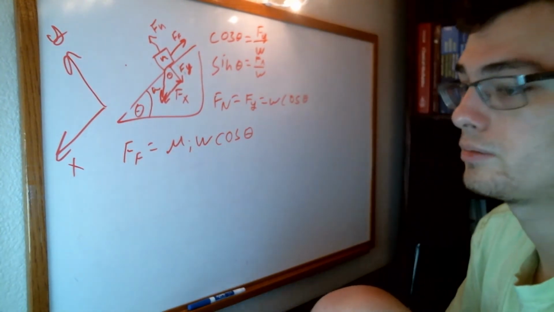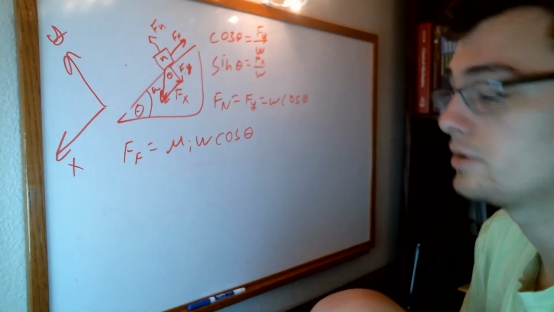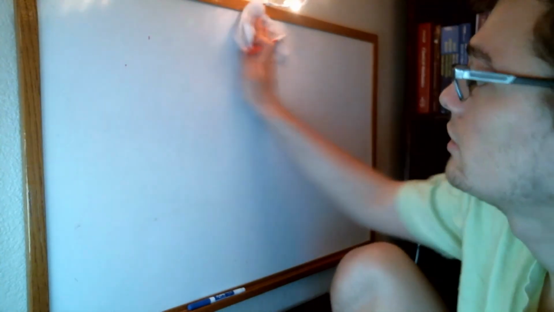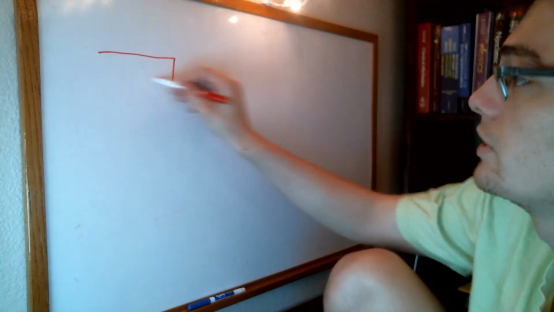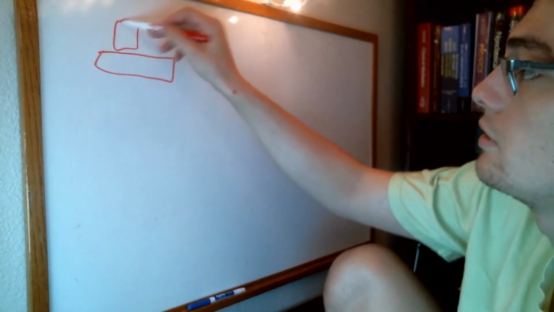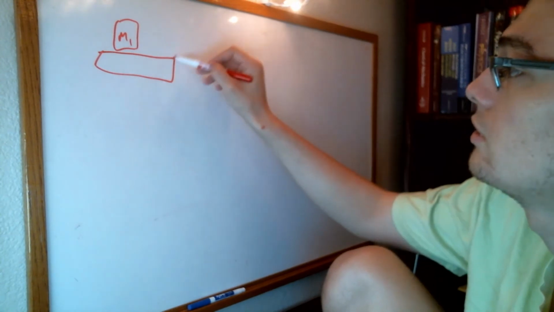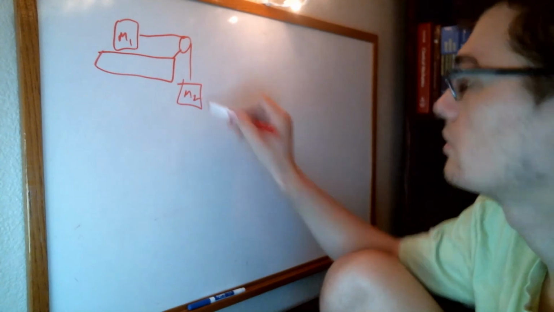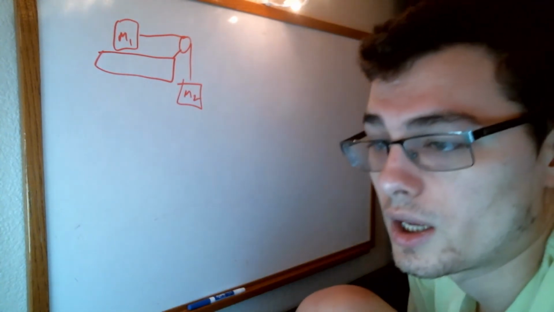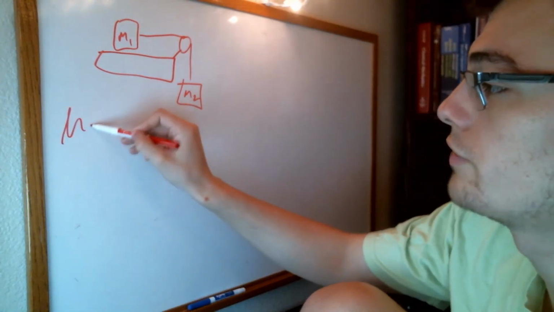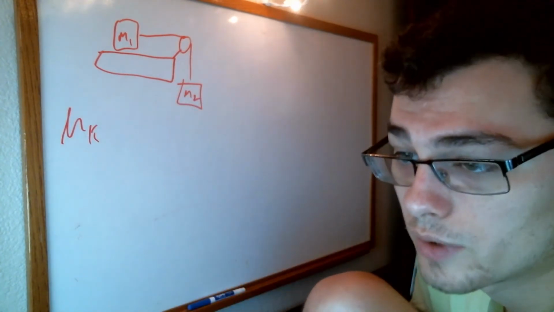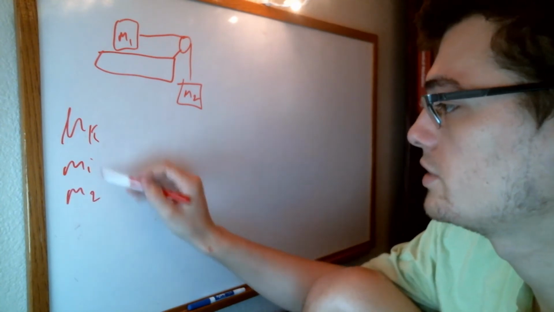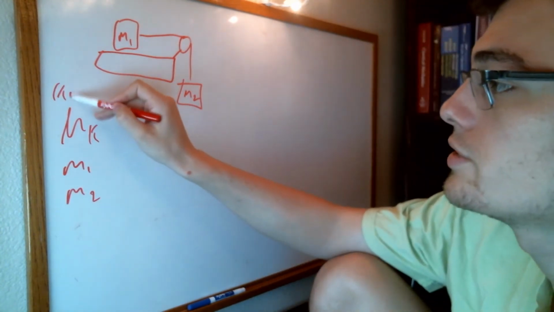Okay, so next up we have a mass dangling over a table that is attached to a mass on the table, and the table is flat. So let's write that. Here we go. We have M1. We have a pulley. And we have M2. And so we know what mu k is. It's given in the problem. And we know what the two masses are, M1 and M2. So these are knowns.